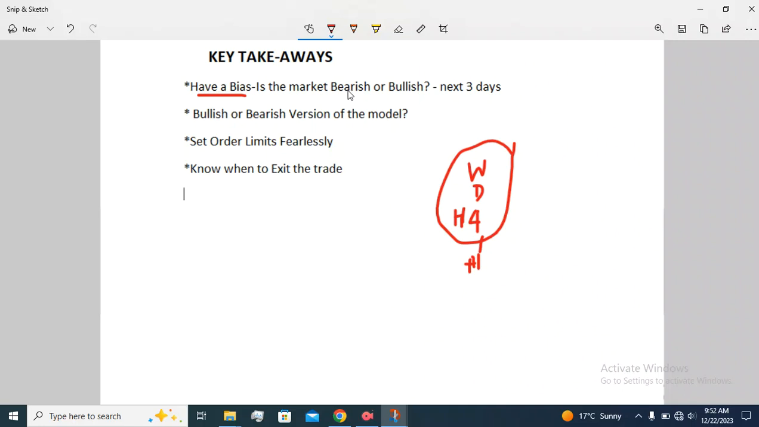Is the market bearish or bullish? That's very important for the next 3 days. For the next 3 days, is the market bullish or bearish? Of course, you will end up with one of these: bearish or bullish. And the next point is the bullish or bearish version of the standard trading model.